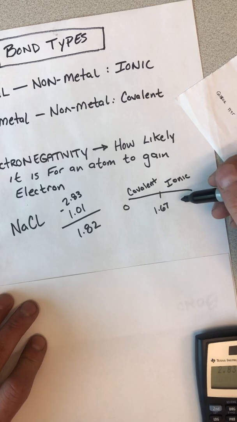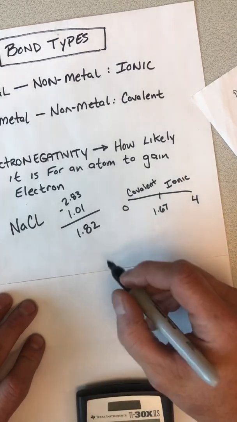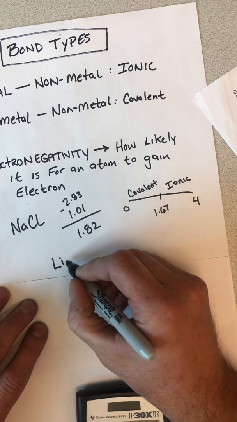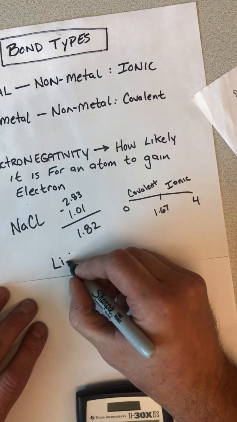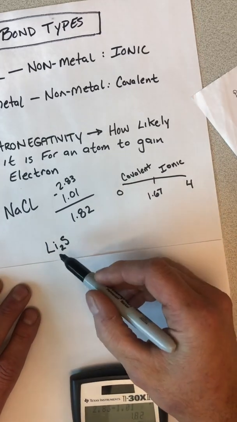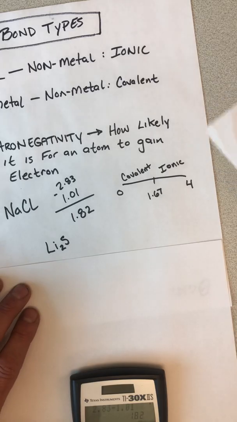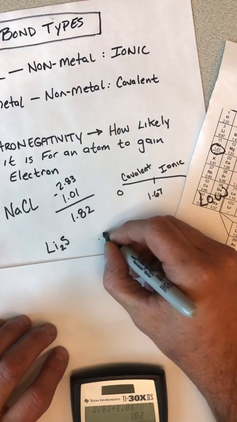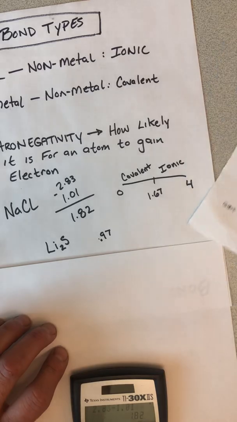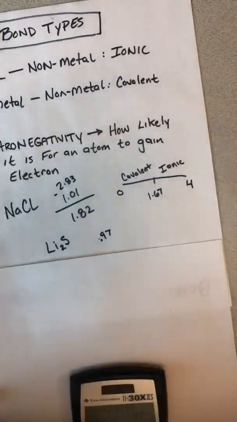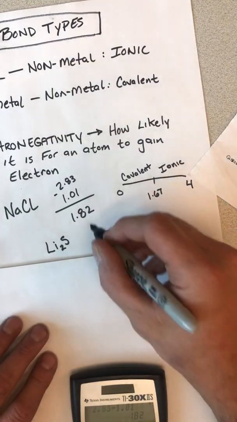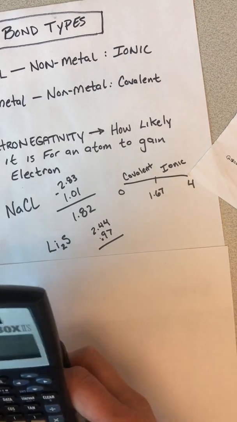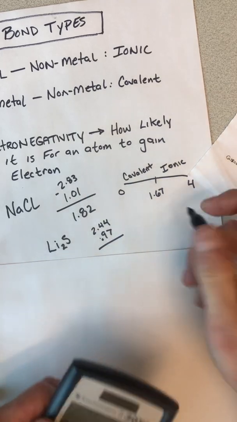We can actually see that, so let's look at some more ionic compounds. Some ionic bonds are stronger than others. So instead of sodium chloride, let's look at something like lithium sulfide, Li2S. Here we're still just working with two different elements, lithium and sulfur. Let's take a look at the difference in electronegativity between those. Lithium is 0.97. The metal is always going to have a lower electronegativity. And sulfur is 2.44. Let's subtract these values. That's a difference of 1.47.